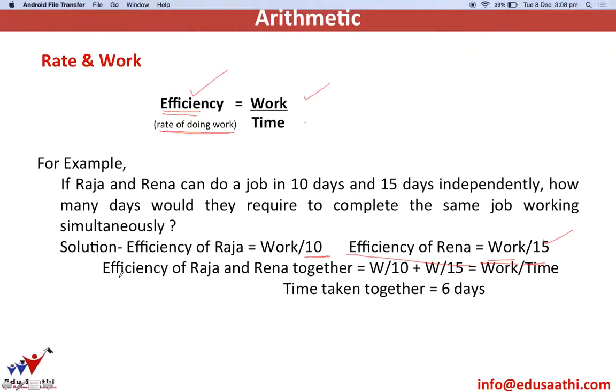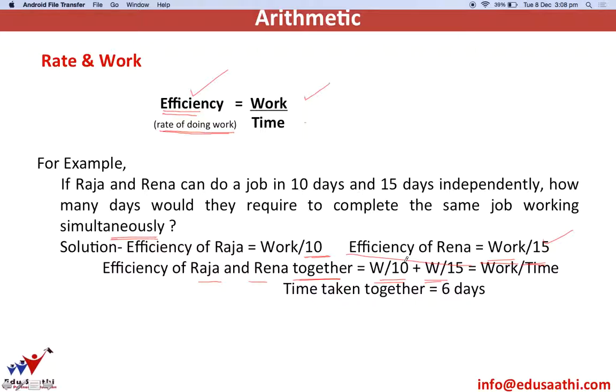Now when they are working together or simultaneously, both of them will do their part of the job. They'll not interfere in each other's job. So the efficiency of Raja and Reena together would come out to be W by 10 plus W by 15. This is the efficiency that they work out when they are working together.